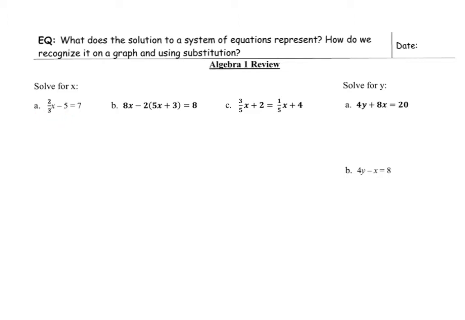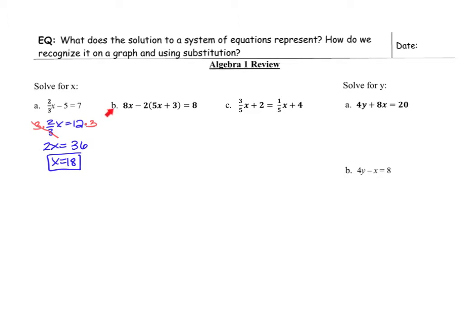Let's take a look at letter A. We want to solve for x. So the first thing is to add the 5 to the other side. So you get 2/3 x is equal to 12. A lot of kids get really nervous when there is a fraction, but if you want to get rid of the fraction, you're just going to multiply by whatever the denominator is. So I can multiply by 3 on each side. That's going to cancel the 3's out on the left side, leaving you with 2x, and then you're going to multiply 12 times 3 on the right side, and that's going to be 36. Then you divide by 2 on each side, you get an answer of 18 for x.